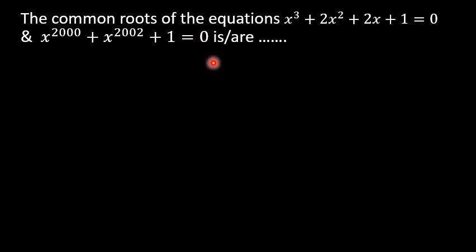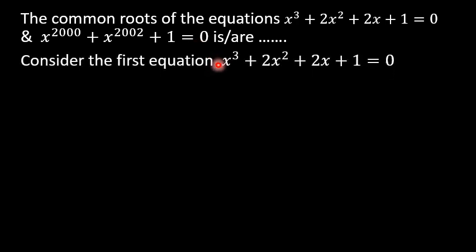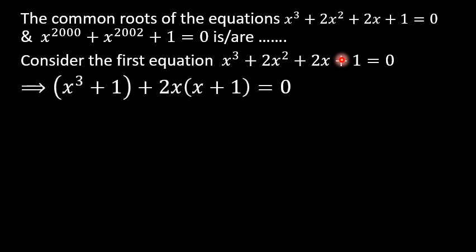To that end, let us consider the first equation, that is x cube plus 2x square plus 2x plus 1 is equal to 0. Let us rewrite this as x cube plus 1, and let us take 2x common in second and third term. So we get 2x into x plus 1. So we have x cube plus 1 plus 2x into x plus 1 is equal to 0.